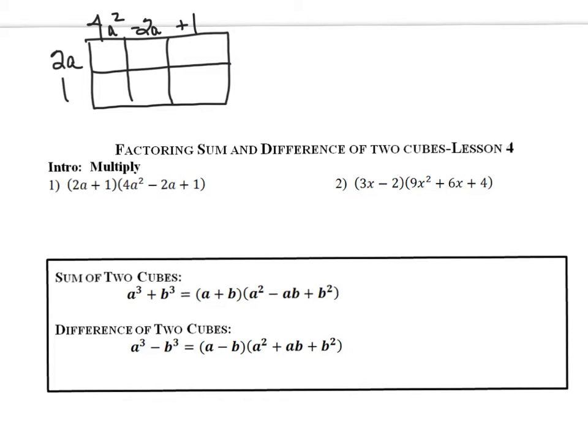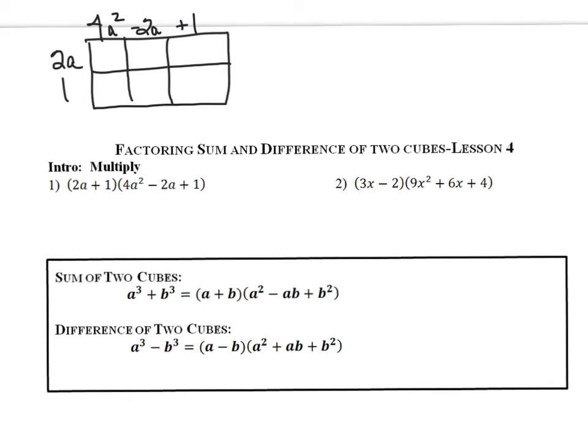Today we're going to be learning a new kind of factoring where we're looking at the sum and difference of two perfect cubes. Let's start by going the direction of multiplying. So I'm going to multiply the binomial 2a plus 1 times the trinomial 4a squared minus 2a plus 1. I've set this up in my notes as a box multiplication.